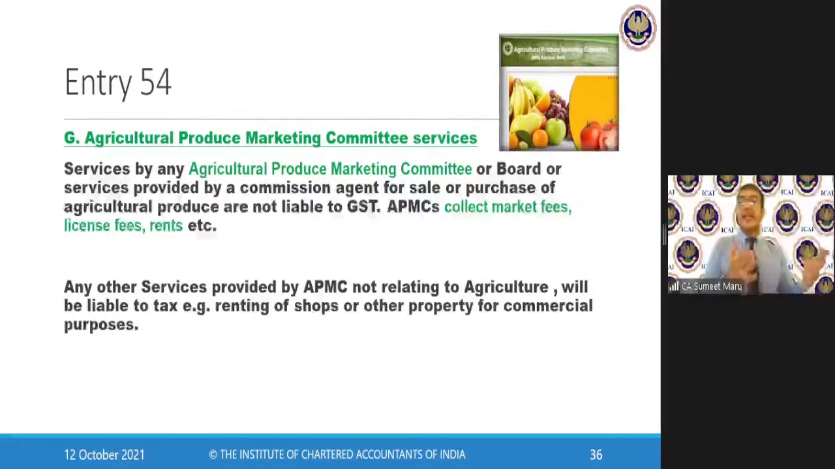APMC collects market fees, license fees, rents, etc. Any other services provided by APMC not relating to agriculture will be liable, just like renting of shops. APMCs have their own premises near the markets and also rent out shops. This renting of shops is liable to tax. But services relating to agriculture produce, like purchasing it, helping to sell it, and collecting the license fee or market fees for these things, get the exemption. If it relates to anything other than agriculture produce, it is taxable. So APMC service or agent service, whoever the person is, if it is related to agriculture produce, exemption is provided. If not, exemption is not provided.